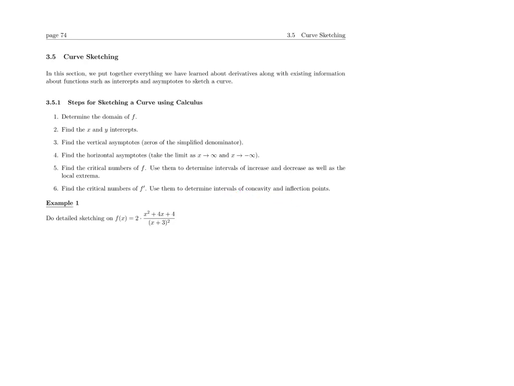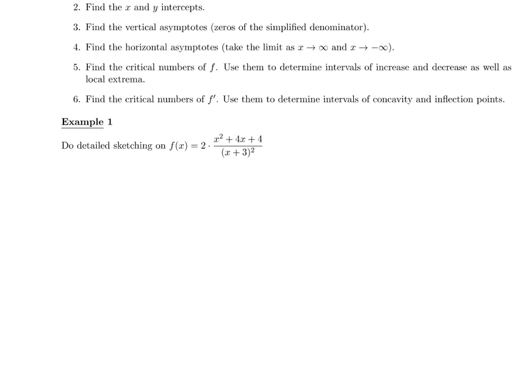So let's go ahead and start with an example of a rational function. We are asked to do detailed sketching on this function, 2 times (x squared plus 4x plus 4) over the square of (x plus 3). So step 1, finding the domain. I can see in this problem that the only value of x that gives me any issues is if x equals negative 3. So my domain is the set of x such that x does not equal negative 3.